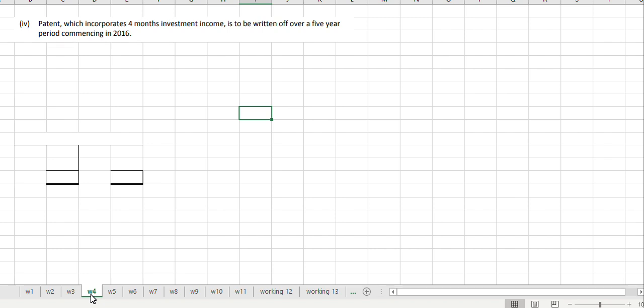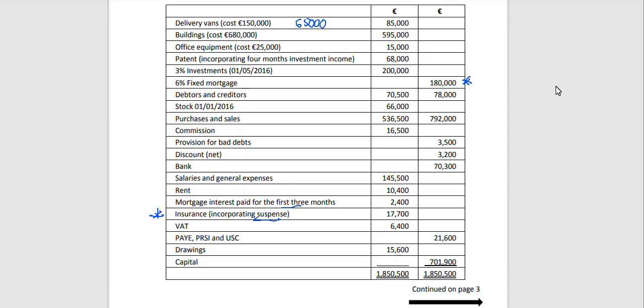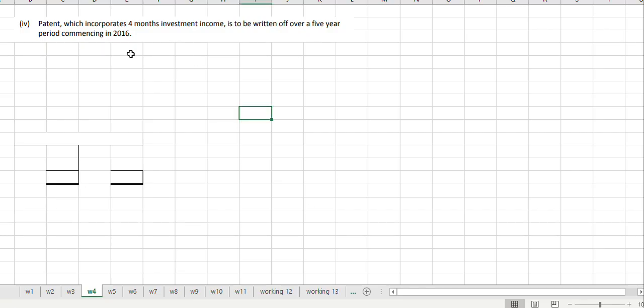The first thing we need to work out is investment income. So if I look back at the trial balance, I'm looking for investment income. So here, 3% investments from the 1st of May 2016. So we invested the money on the 1st of May. So that would mean we have 8 months investment income for the year, and 4 months have been incorporated in patents. So 8 months is what I'm going to work out first of all.